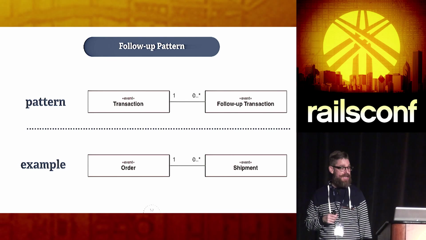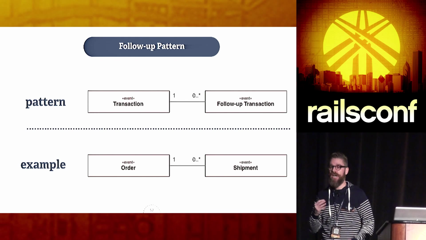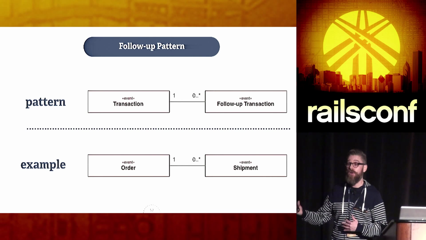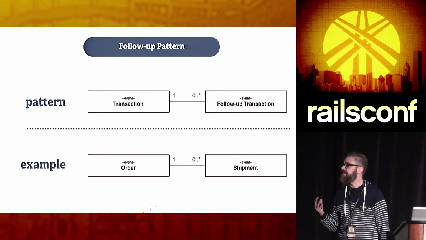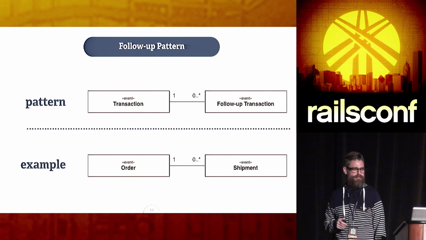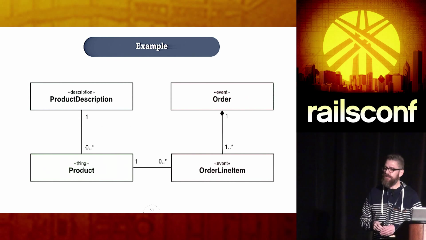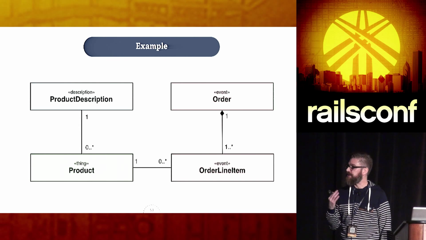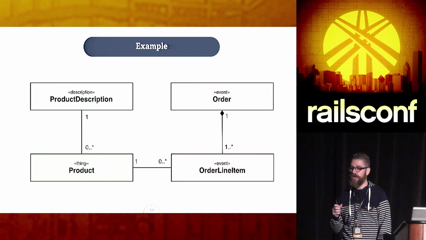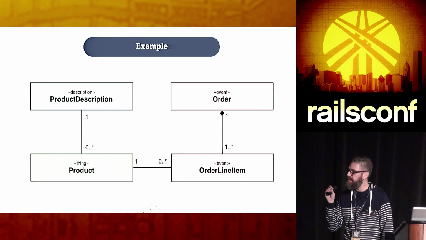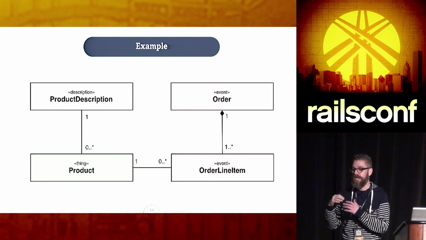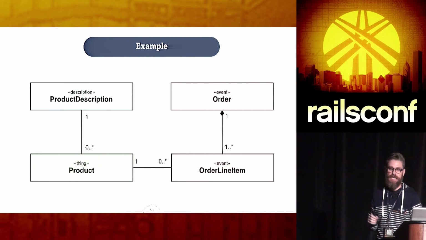Another event collaboration pattern is the follow-up pattern, where we have a transaction and then we have a follow-up transaction. In this case, we have an order that is followed up by a shipment. Another example of this would be an order followed up by a payment. So let's take a look at this in a larger example. Here we have a product description describing a collection of products. This product is interacting with this order line item, the idea of a thing interacting with a line item. That's a common pattern that you'll see in domains.